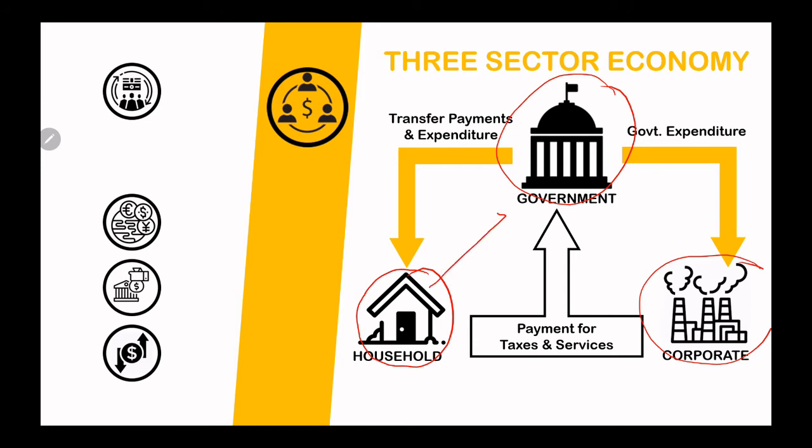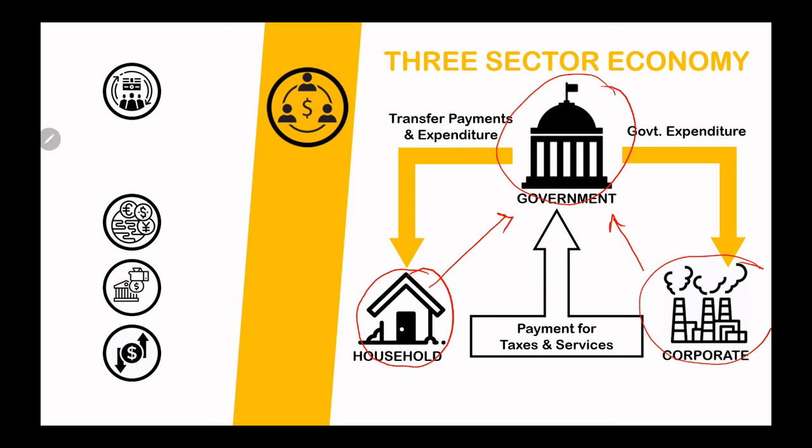Household is paying taxes in the form of income taxes, and taxes on the goods and services that they buy and consume. Households are also providing labor, the working class that works in the government sector, so they are providing services. In the same manner, corporate is also providing taxes to government, and various kinds of services and goods to the government. All right, that constitutes the government expenditure.